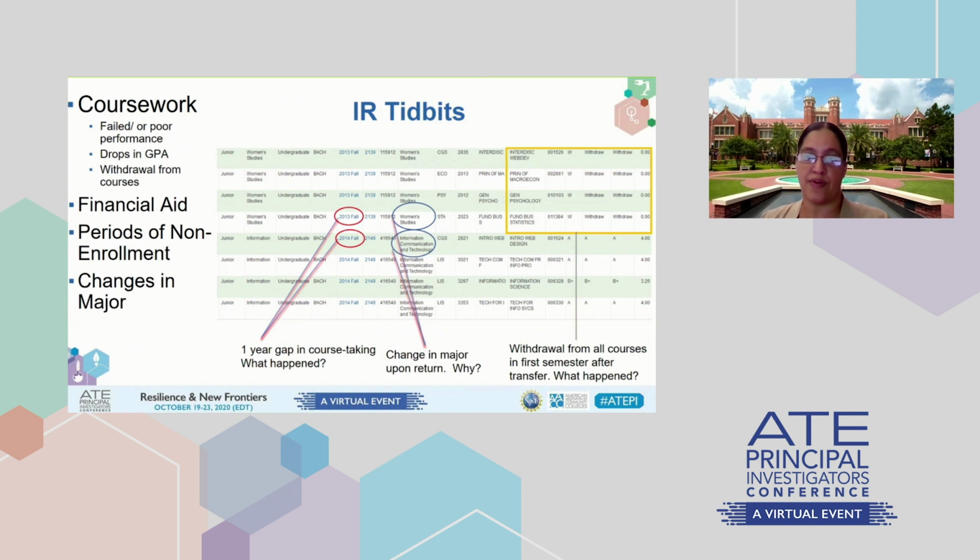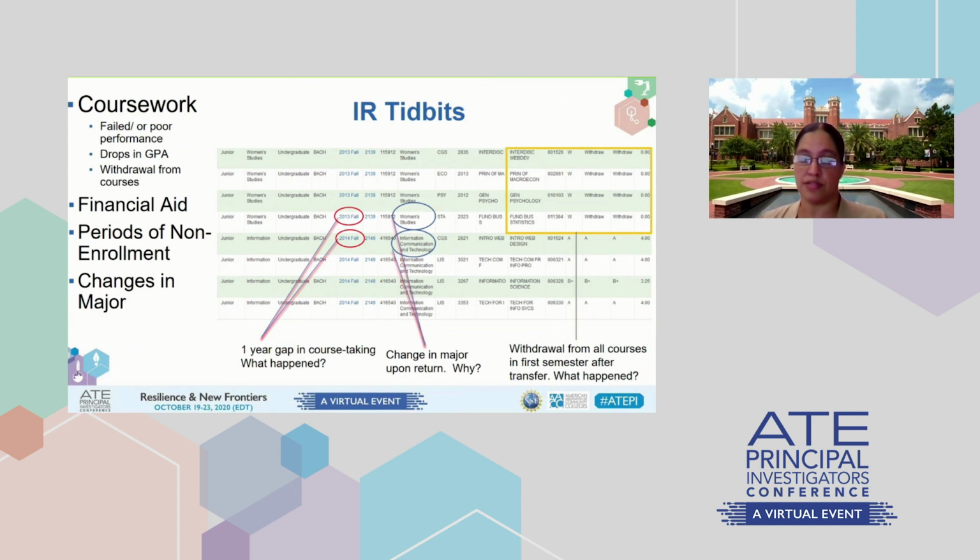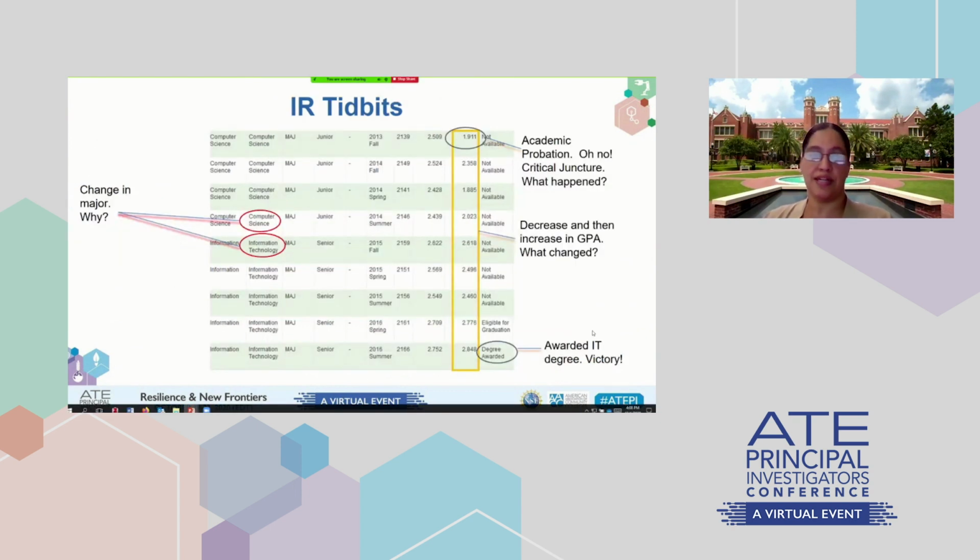So if we look at the snippet provided of one of the students' IR data from the pilot, in red, you'll see that after the first semester, the student did not re-enroll for an entire year. And the student also experienced a change in major during this period, as shown in the blue circles. We also see in the yellow square that the student withdrew from all courses in that first semester. So you can see how IR informs the study and allows us to focus on these data points when interviewing former students. Let's look at another example.